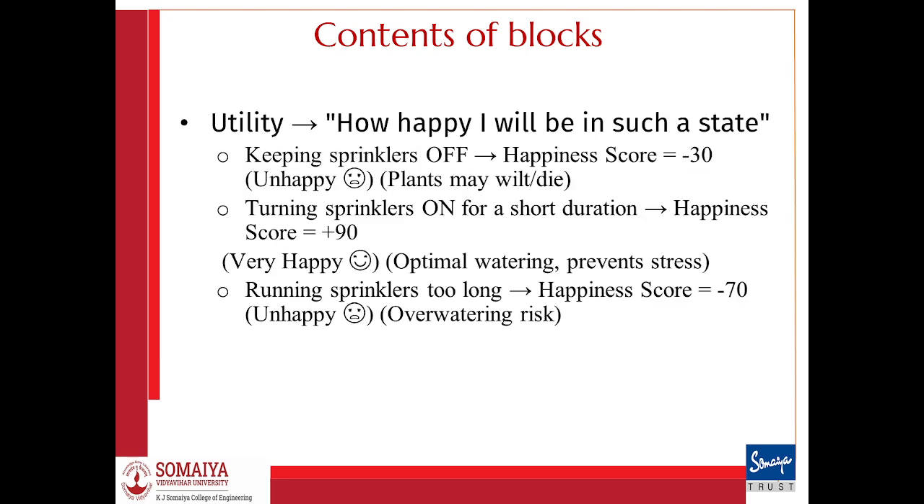Accordingly, with the consequences, how bad or worst the situation is going to be, or how good, better, best the situation is going to be, would be given to us by using numerical utility values. For example, keeping the sprinklers off might be minus 30, while keeping them on for a shorter duration might be plus 90, and running them for too long might incur a penalty or sadness score of minus 70.